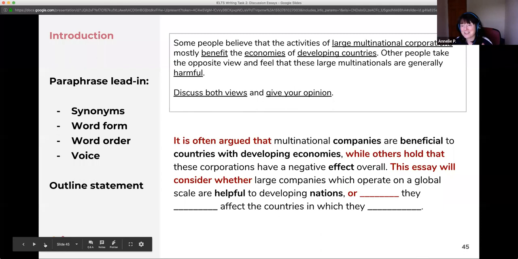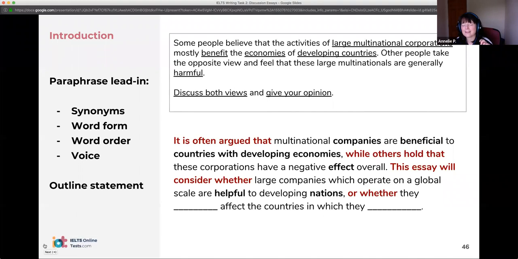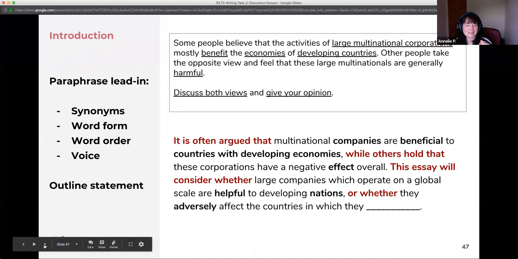Okay, we've got some very good synonyms here. We've got detrimental, we've got damaging, we've got harmful. Okay, very good, Rahamath. Whether, we need to say first, whether they... what are we going to put here? Think about the form of the word. Think about adverbs, maybe. Okay, very good. Okay, so negatively or adversely affect the countries.